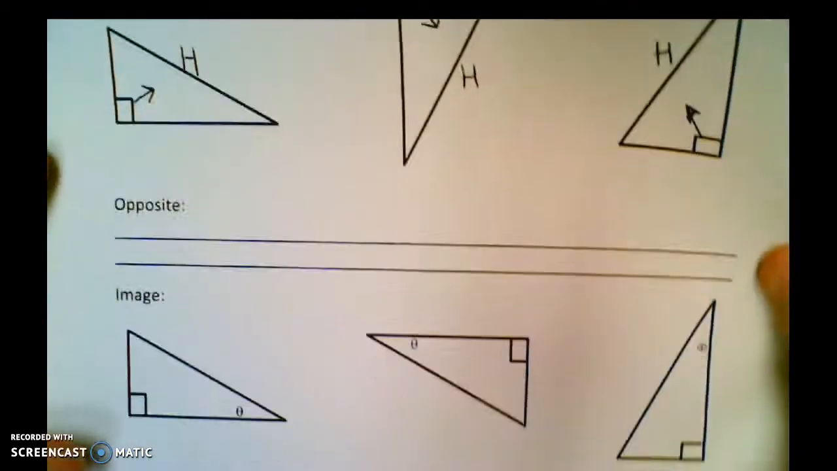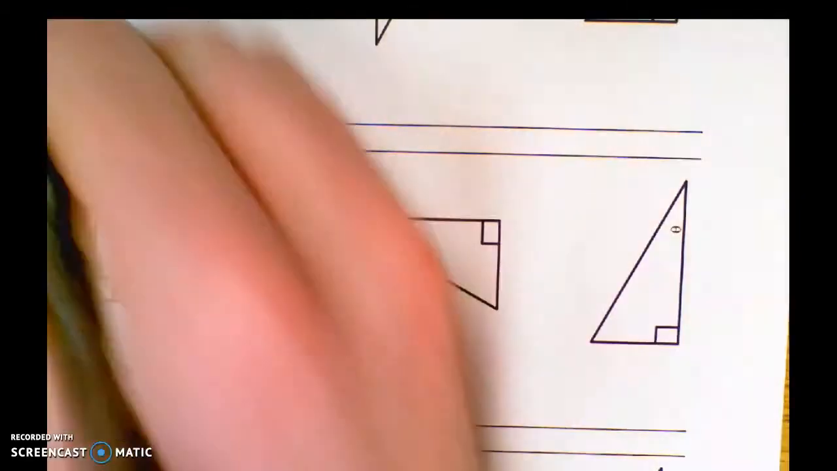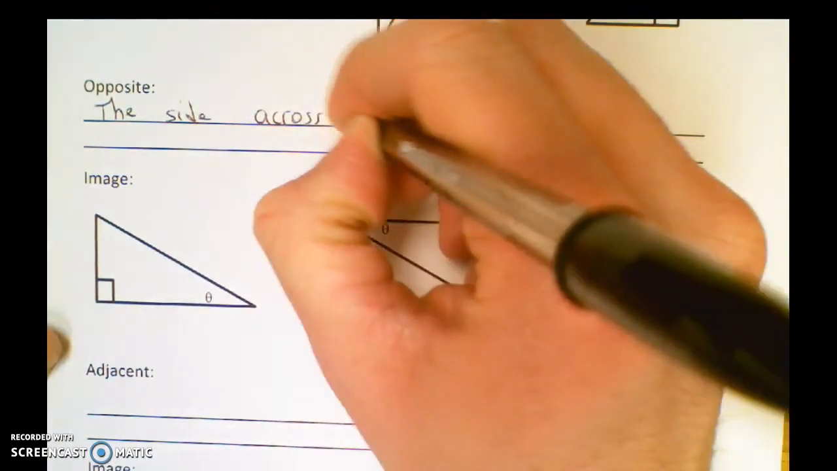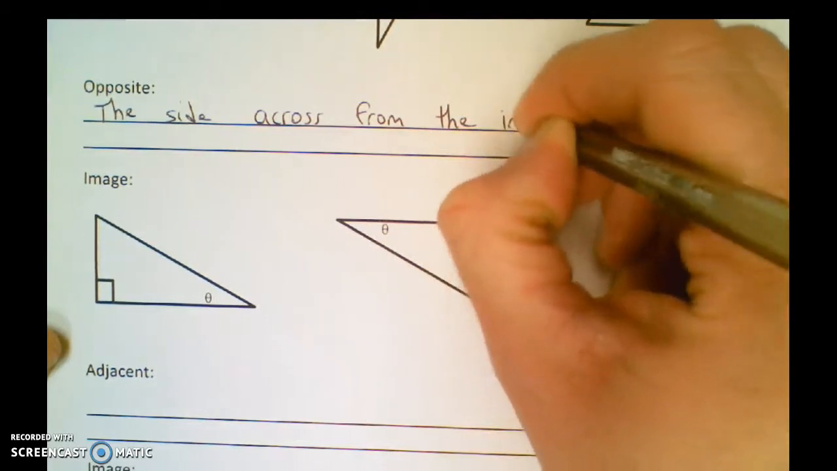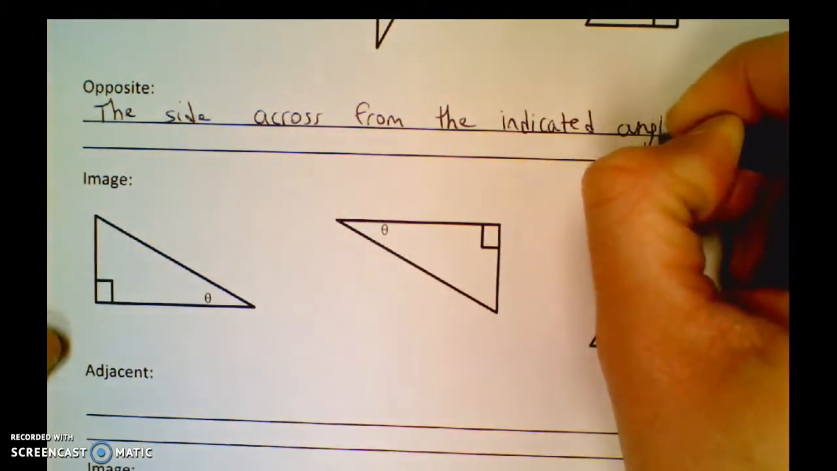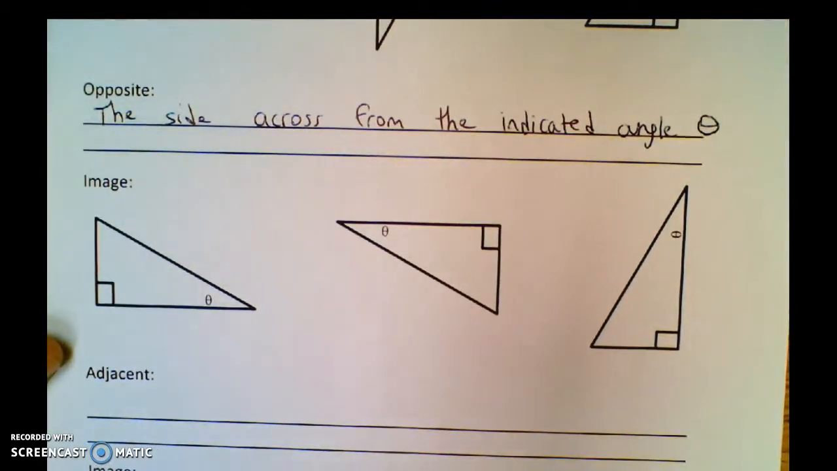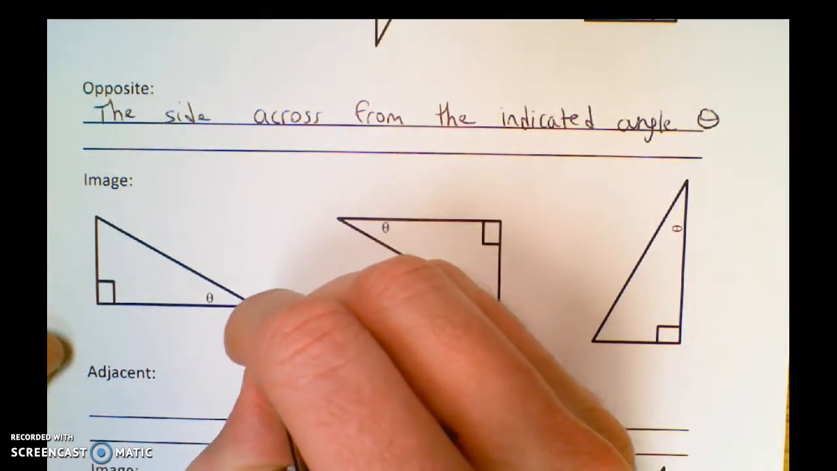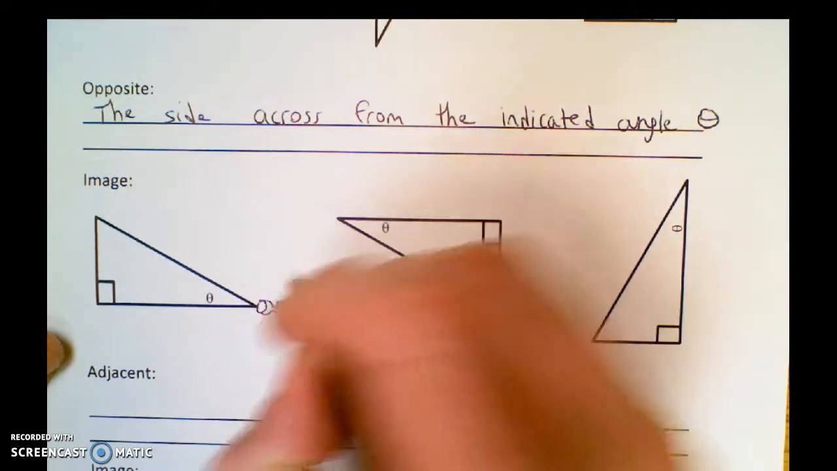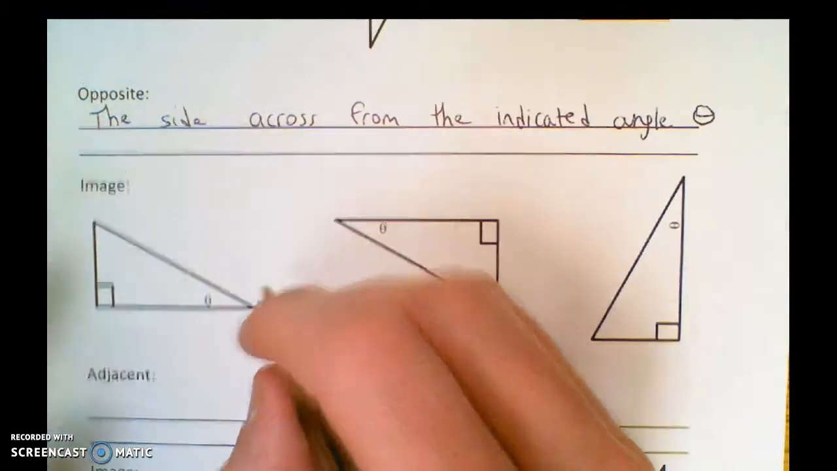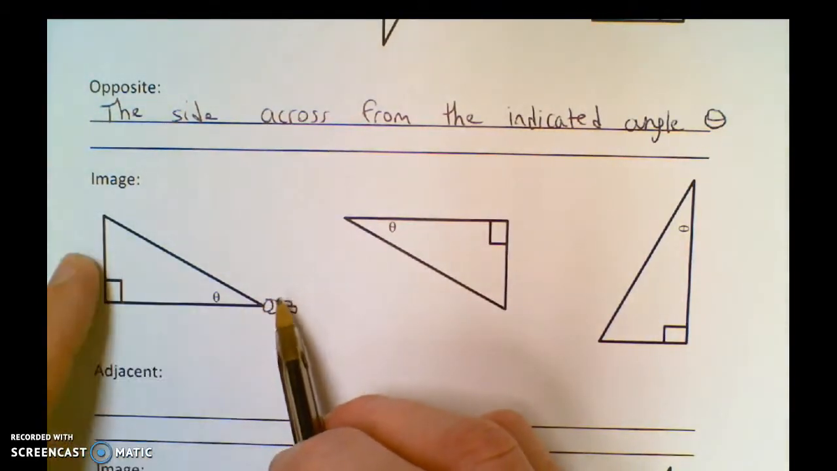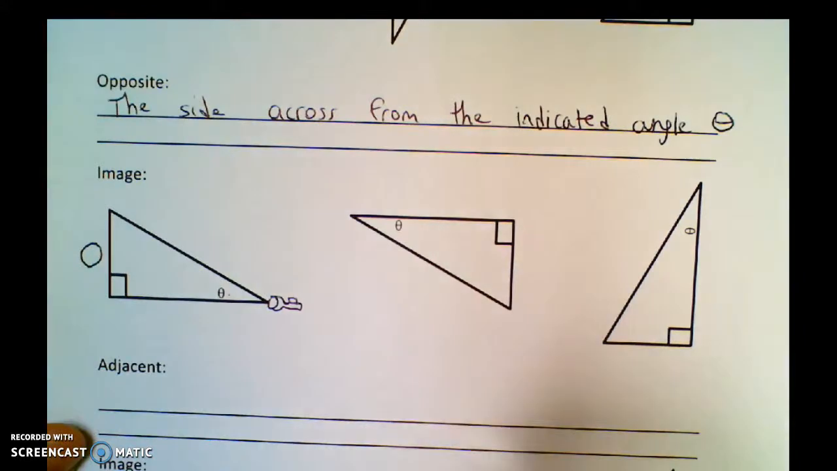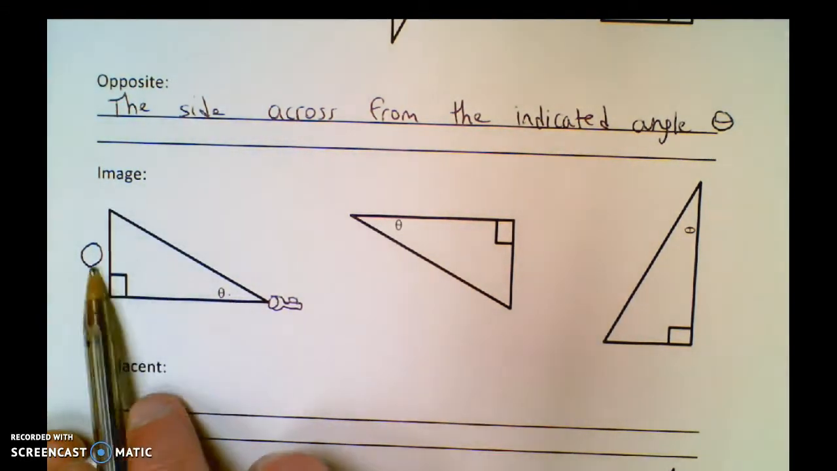Then we looked at the word opposite. Opposite was the side across from the indicated angle, so the one that we're focusing on, theta. We were calling that angle theta. So the way I look at theta, here's theta right here. Pretend there's an imaginary flashlight here. It's my little picture of a flashlight. If you turn this on and you flash the light, what side is the light going to hit? And so in this case, here's theta, I'm flashing my light. The side that it's going to hit is over here. We're going to use O for opposite. So the opposite side of the theta is this side right here.